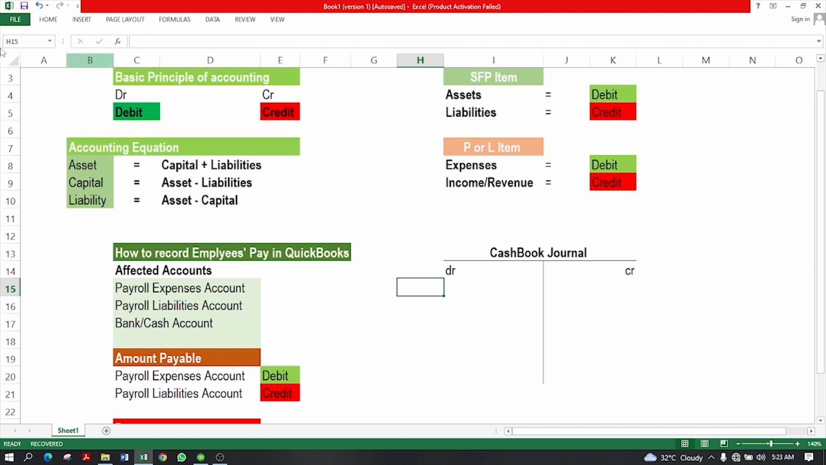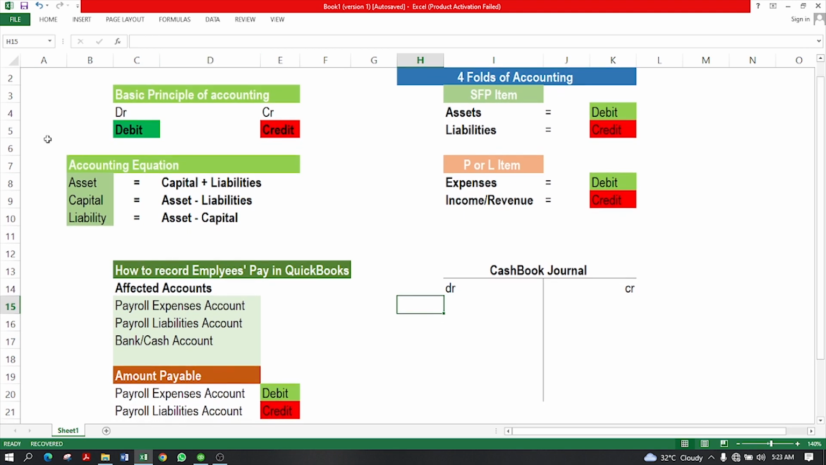Now, the first thing I'll start with is the basic accounting principle, which is the principle of double entry system. The principle of double entry system states that wherever there is a debit entry, there must be a corresponding credit entry, and this is denoted by DR as a debit transaction, then CR as a credit transaction. If you understand the way these things work, it will be easy for you to record transactions in QuickBooks, especially when you are dealing with the journal, because the journal is what we are going to be using to record our payroll transaction in QuickBooks.